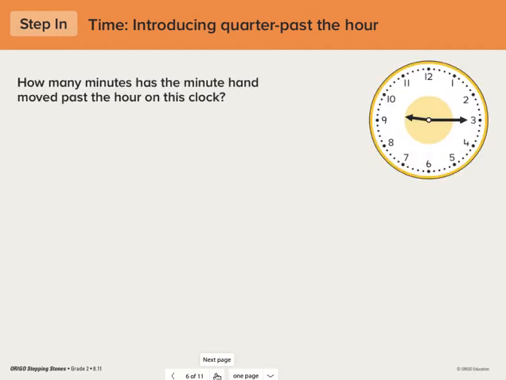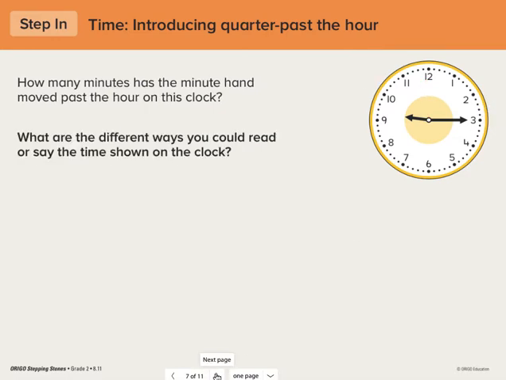How many minutes has the minute hand moved past the hour on this clock? So what is the hour we're talking about? Call it right out. The hour we're talking about is 9. So how many minutes past 9 has the minute hand moved? So it would start like this. How many minutes has it moved? Let's see. 5, 10, 15 minutes, right?